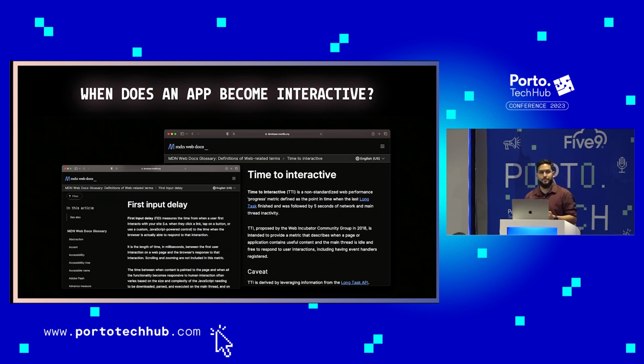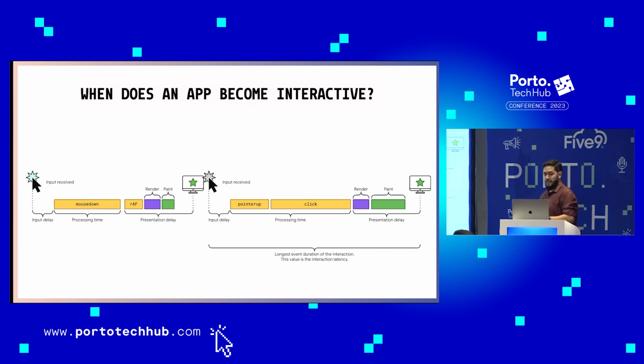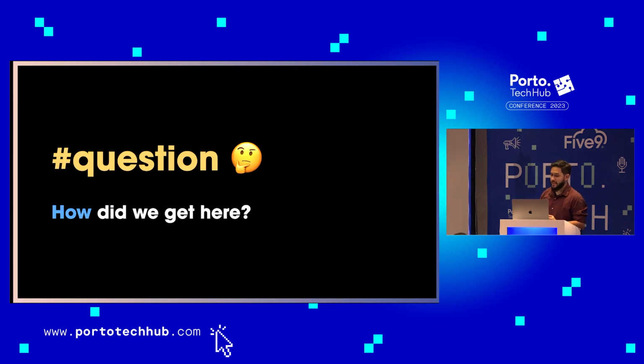Because throughout the years we got different metrics to evaluate that. So we had TTI and then we also had first input delay or FID. Nowadays we got INP, that is this new metric, new Core Web Vital introduced by Google. And yeah, it's just a lot of questions we've got. And I wonder how we got here in the first place.